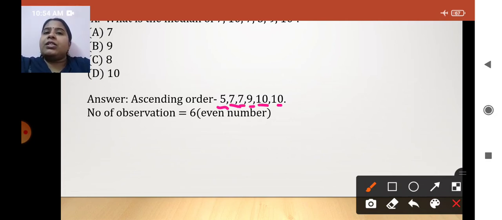What was the second step? See the number of observations, whether it is an even number or odd number. Now 1, 2, 3, 4, 5 and 6. So it's an even number. Okay. So for an even number, what was the calculation?